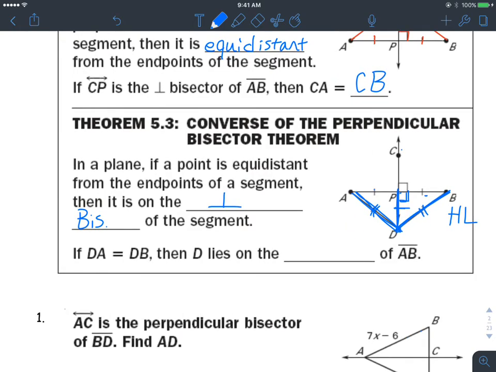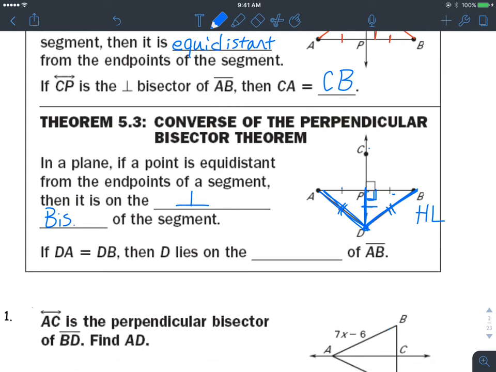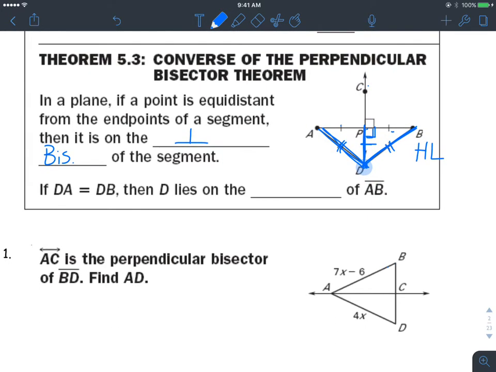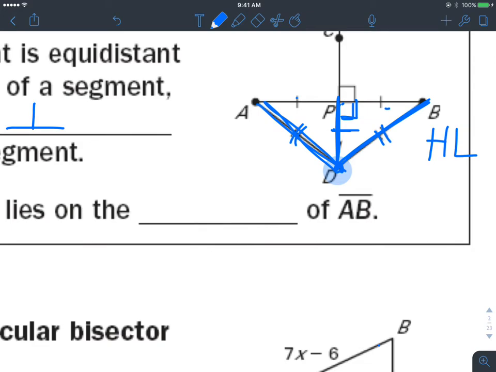Once again, it's probably something you don't necessarily need to know. You just need to know the theorem itself, knowing that if a point is equidistant from the endpoints right there, then it has to be a perpendicular bisector, essentially. And I'll show you the problems. The problems are really easy. It makes it sound harder than it is, but it's really not that hard.